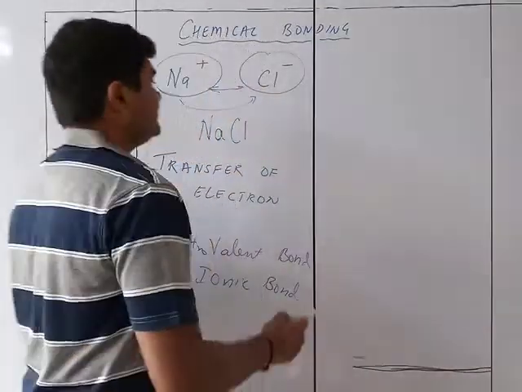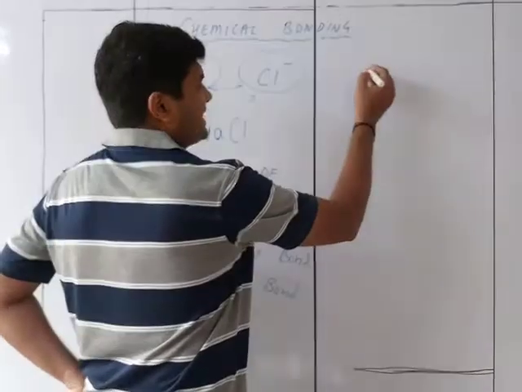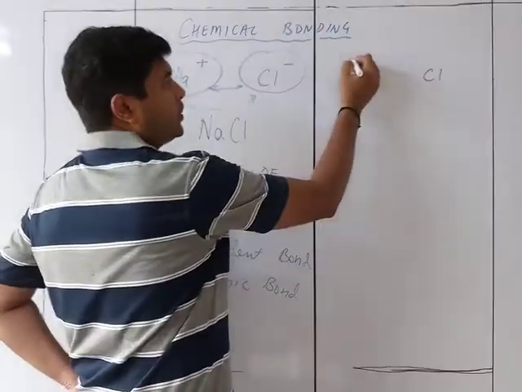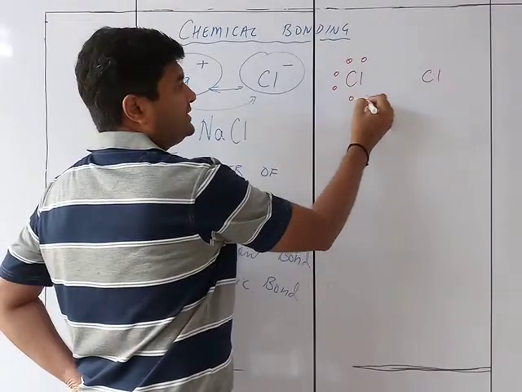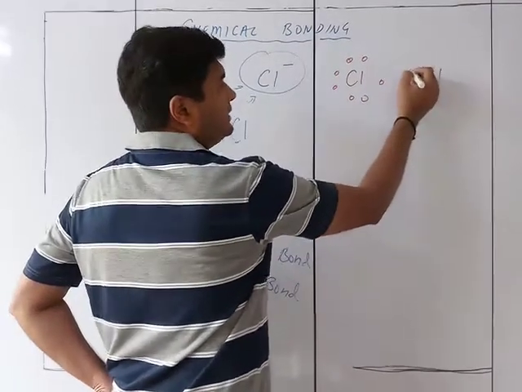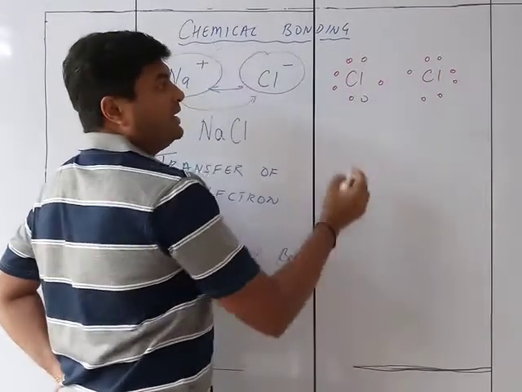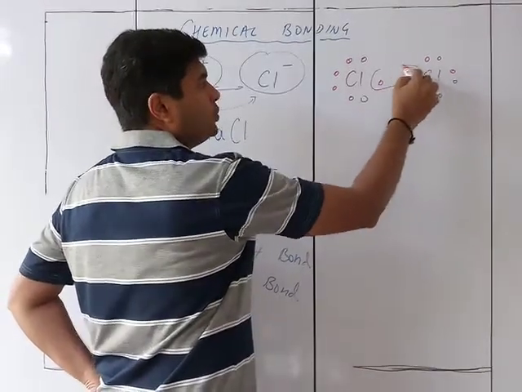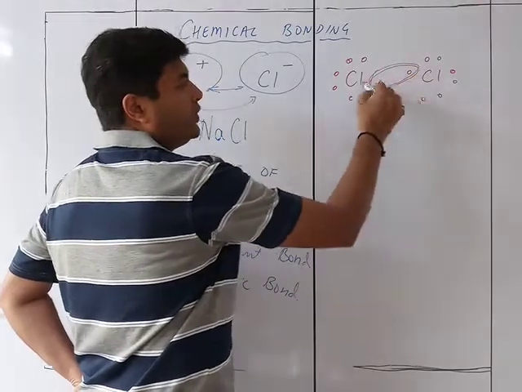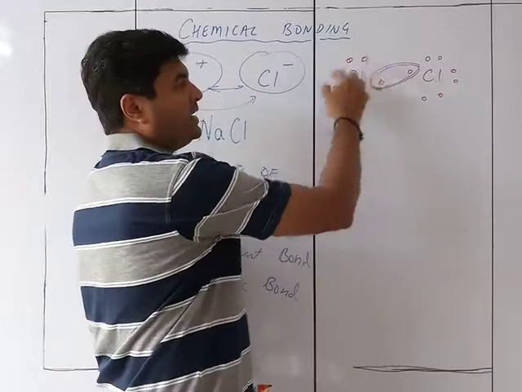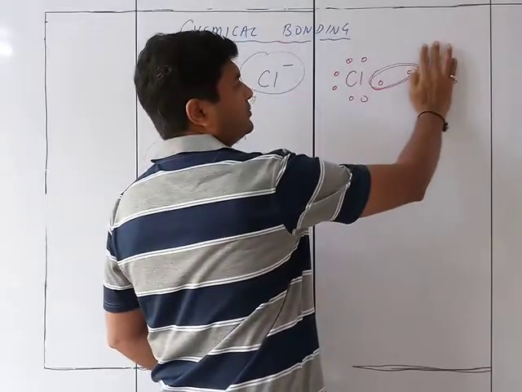The next thing is possible when, for example, one chlorine is there and another chlorine is there, and this has 1, 2, 3, 4, 5, 6, 7 in the outermost shell, and this has 1, 2, 3, 4, 5, 6, 7 in the outermost shell. Then these two electrons are going to be shared by both of them, such that each now has 8.